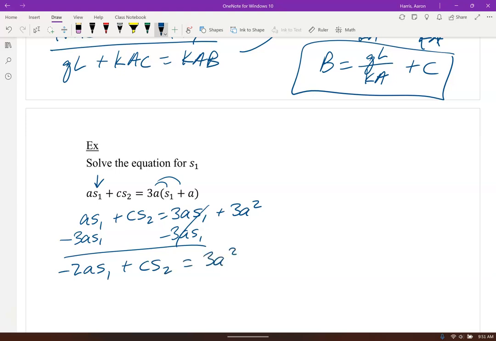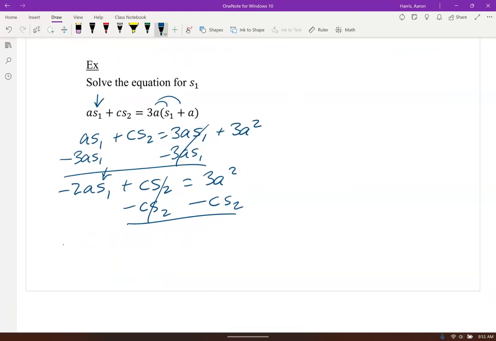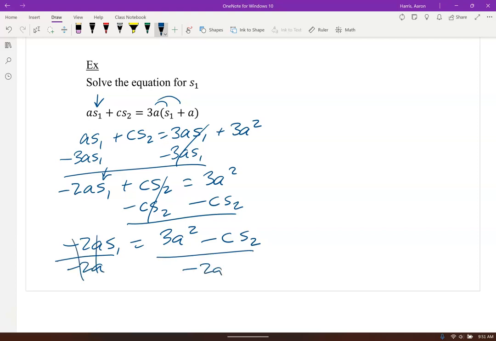Again, we're solving for S1, so let's get rid of the CS2 on both sides. So we have negative 2AS1 equals 3A squared minus CS2. Now I'm going to divide by negative 2A on both sides. So I have S1 equals 3A squared minus CS2 all over negative 2A.